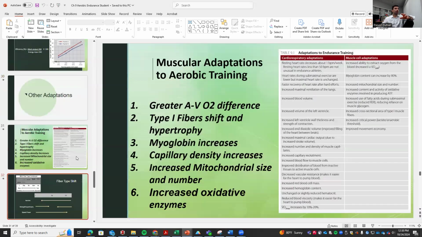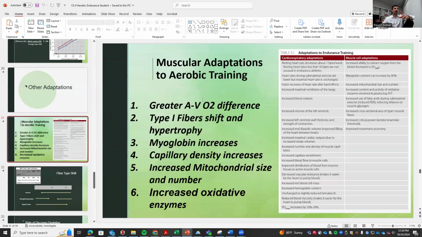So now we're gonna jump into a few other adaptations, right? Talking about muscular adaptations to aerobic training. What we're talking about here is just the difference predominantly in a VO2 difference. Remember we talked about how there's a shift or an increase in mitochondrial capacity, increase in mitochondrial efficiency, mitochondrial size, right? Which is causing this greater AVO2 difference.